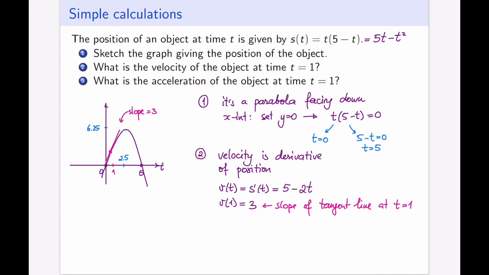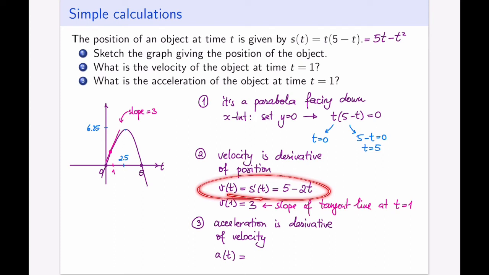If you ended up with a negative number here, the graphical check will allow you to notice that there's something wrong with your calculations. Finally, what is the acceleration of this object at time t equals 1? Remember that as per the previous discussion, acceleration is the derivative of the velocity function, which means I'm going to take the derivative of the velocity function that I just derived in the second part. So this is my velocity function, and I'm going to take a derivative of that.